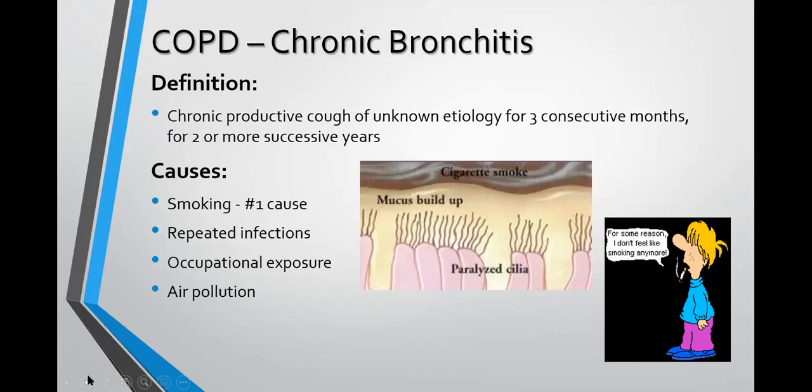That's chronic, huh? So that means you have to have it consecutively. 3 consecutive months, twice in 2 consecutive years. So you got it for 3 months 1 year, and then the next year you got it for 3 months again. Don't have to be the same months, but they have to be consecutive years and consecutive months. All right. Number 1 cause of bronchitis: smoking.